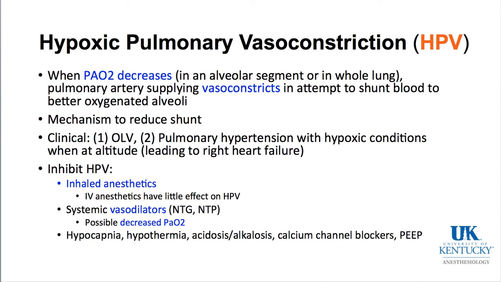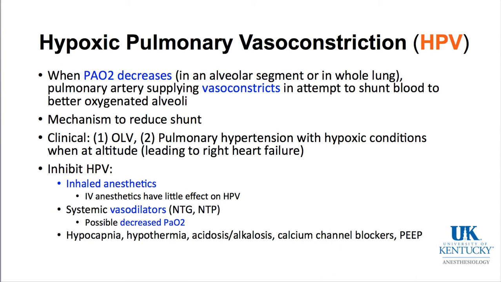This is the mechanism in an attempt to reduce shunt, for example, with one lung ventilation. If you're ventilating the right lung only, the left lung is not being ventilated, the alveolar oxygen levels in that left lung go down, and the blood vessels going past it constrict to shunt the blood over to the lung that is being ventilated on the right. And if you have hypoxic conditions such as occur at high altitude, and you get HPV going on in your pulmonary artery throughout your lung, you can see how this can result in pulmonary hypertension and right heart failure.